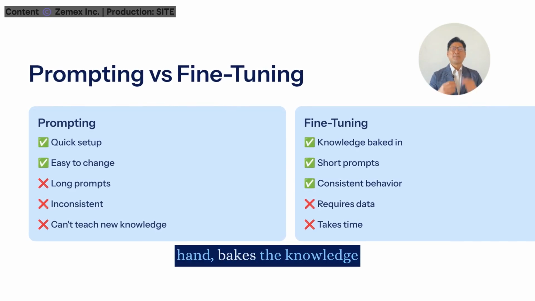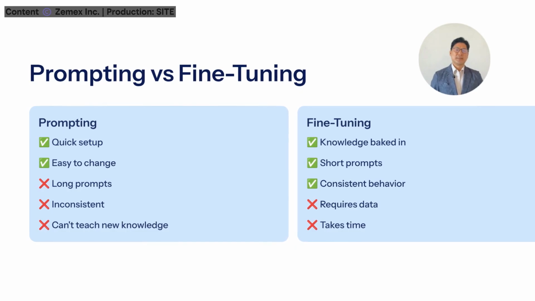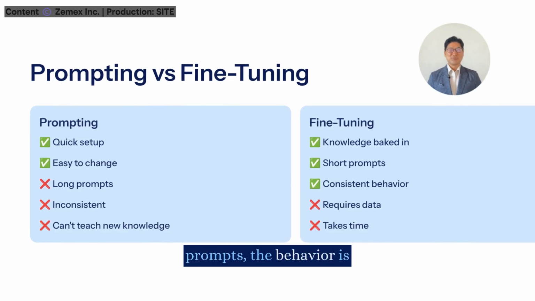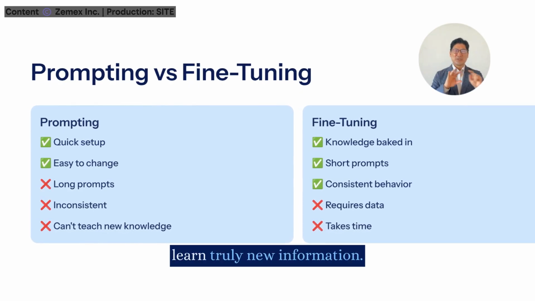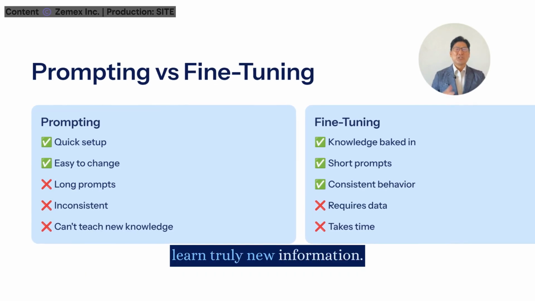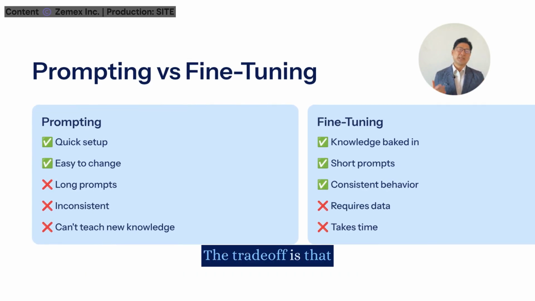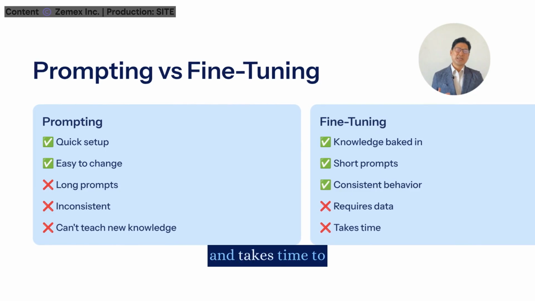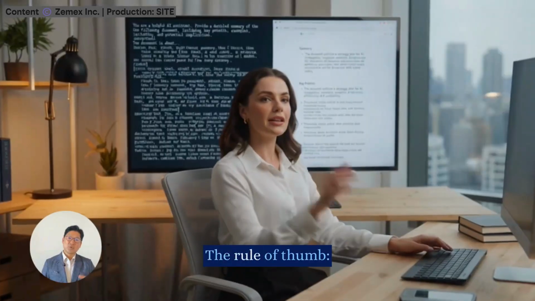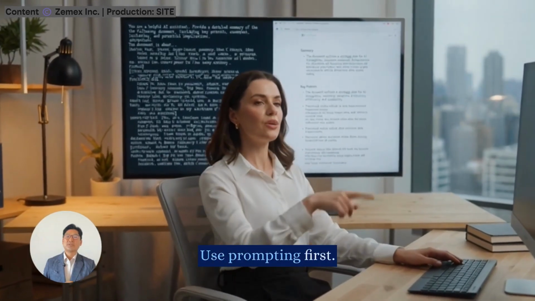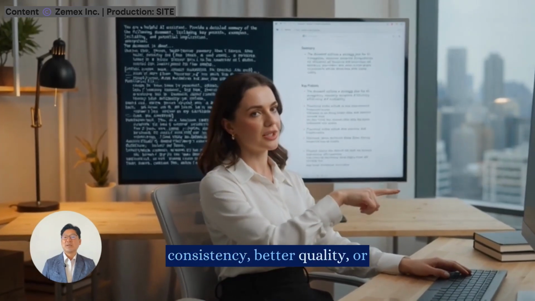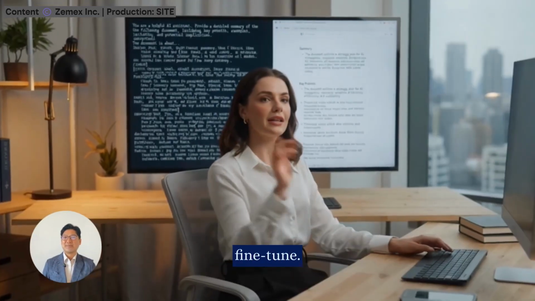Fine-tuning, on the other hand, bakes the knowledge in. You don't need long prompts, the behavior is consistent, and it can learn truly new information. The trade-off is that it requires data collection and takes time to train. The rule of thumb: use prompting first, and if you need more consistency, better quality, or shorter prompts, then fine-tune.